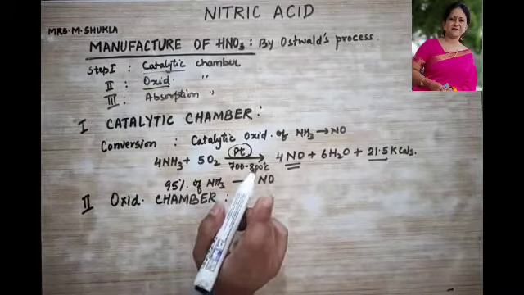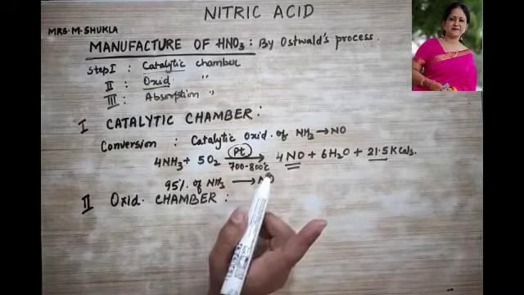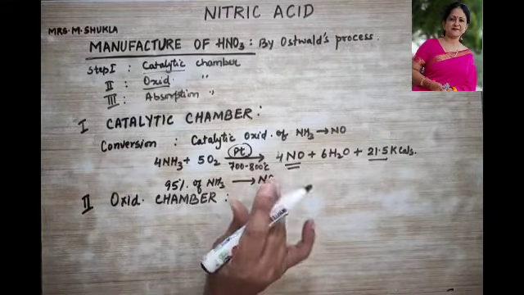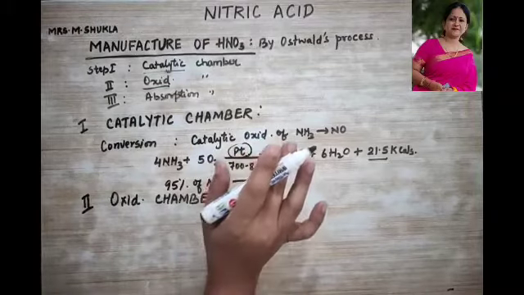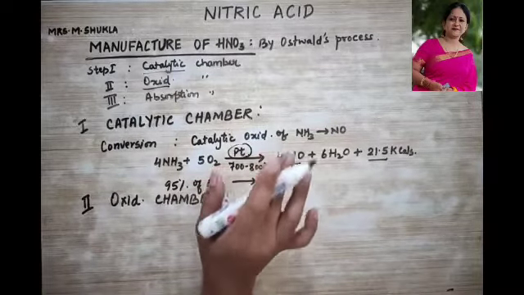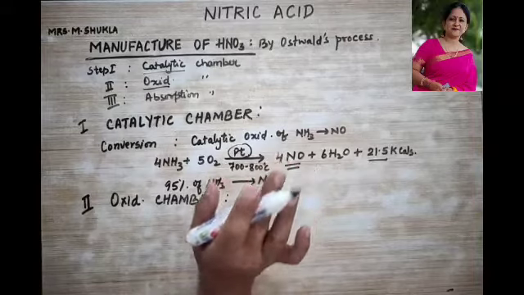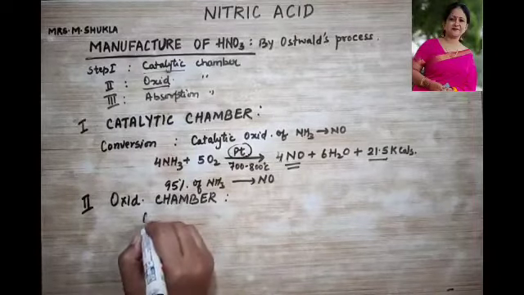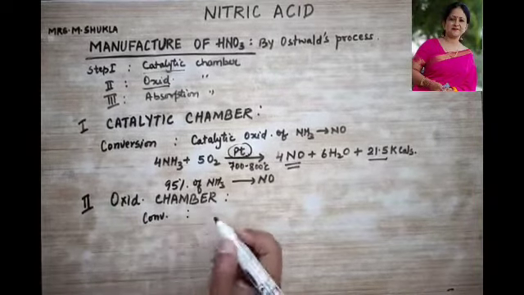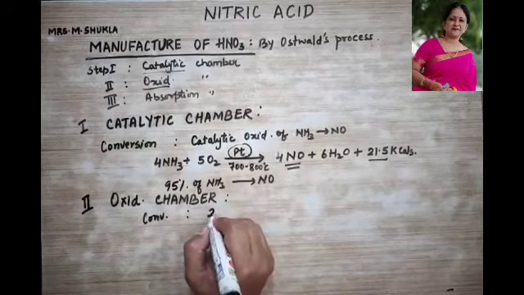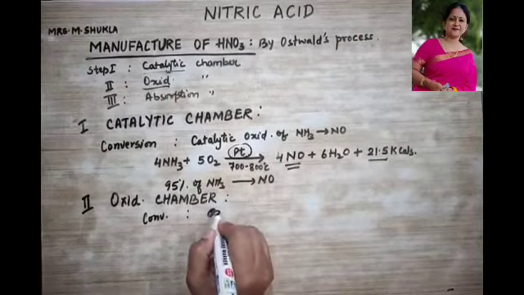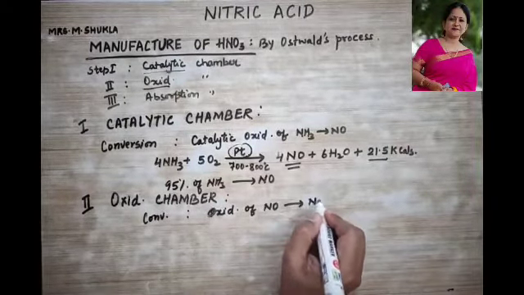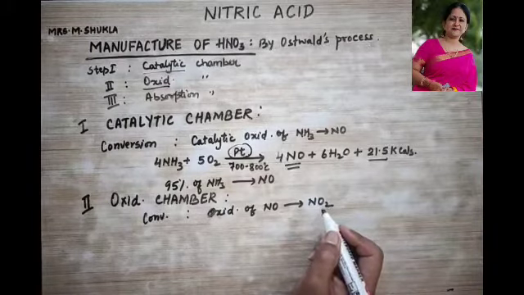Now, why are the gases passed through it? They are passed through this heat exchanger or the cooling coils so that the gases cool down. And what is the temperature required here to cool it down? It is approximately 50 degrees Celsius. So here in the oxidation chamber, what is the conversion we need to study? That is the oxidation of nitric oxide to nitrogen dioxide gas.